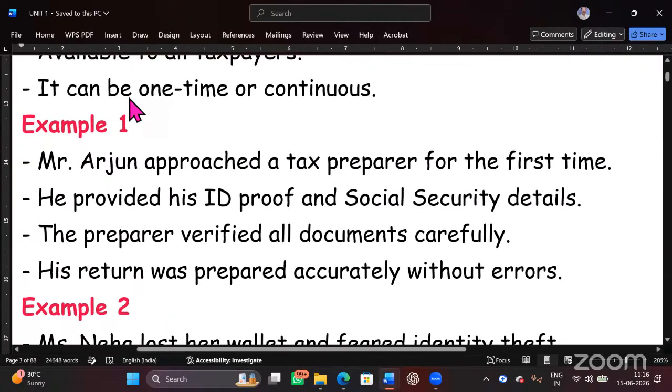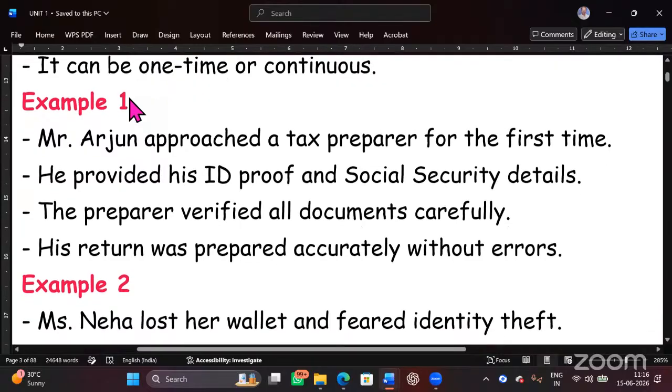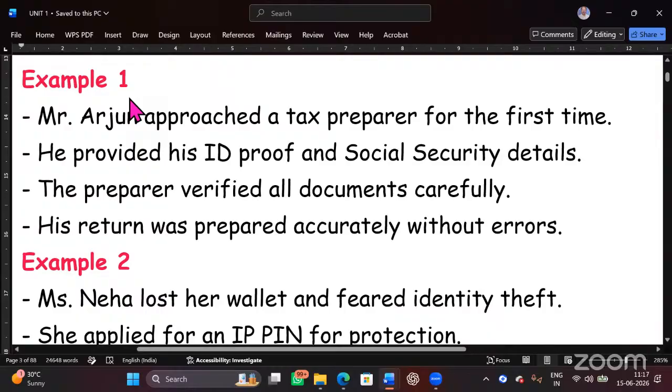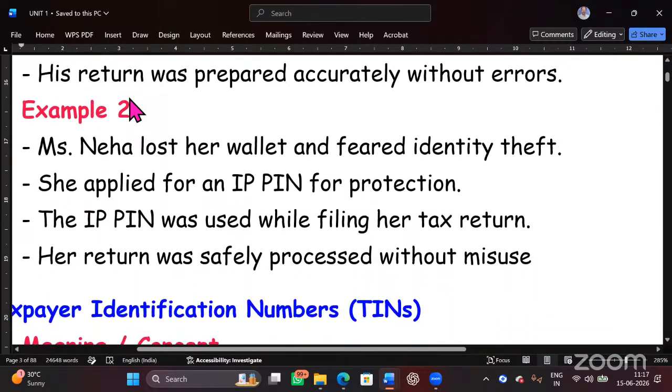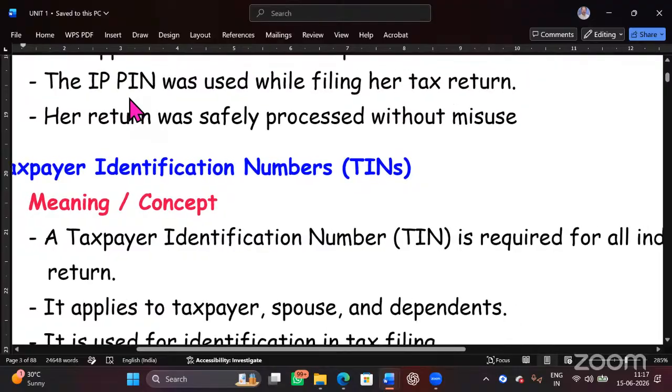Mr. Arjun approached a tax preparer for the first time. So he provided his ID proof, meaning his social security number. Based on that ID proof, the preparer helps submit the tax return. Miss Neha lost her wallet and feared identity theft. In that case, Neha can apply to the income tax department to get the IP PIN. With that IP PIN, she can happily file the return.